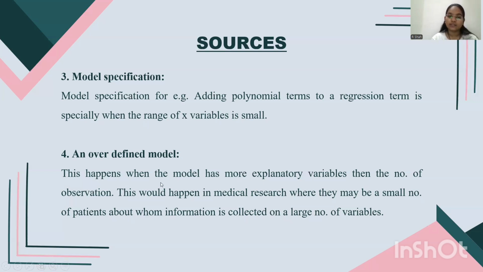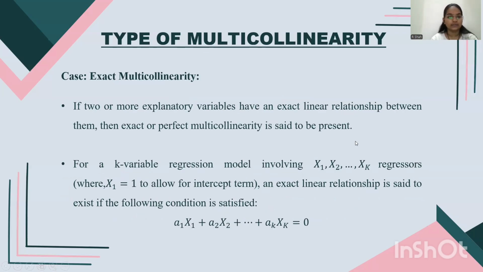Let's see about it. This happens when the model has more explanatory variables than the number of observations. This would happen in medical research when there may be a small number of patients about whom information is collected on a large number of variables. That means the variables are very large in number, but the observations are very few. So it is an over-defined model, and whenever it is an over-defined model, it will lead to multicollinearity.